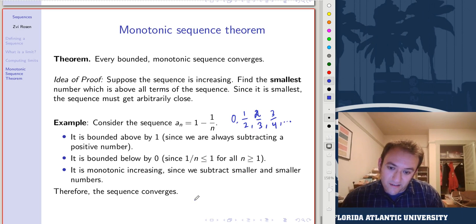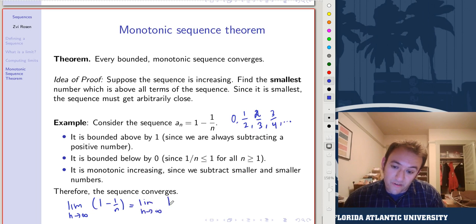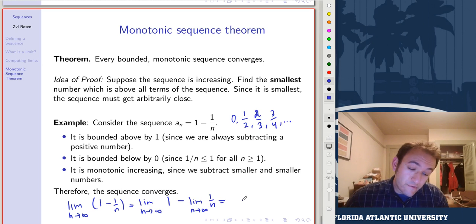We could have also figured this out in a different way. We could have just said the limit as n goes to infinity of 1 minus 1 over n, apply a limit law, and get the limit as n goes to infinity of 1 minus the limit as n goes to infinity of 1 over n. And then using results we've deduced already, you would get that this is 1 minus 0, which is 1. So that would be an alternative way to compute the limit.